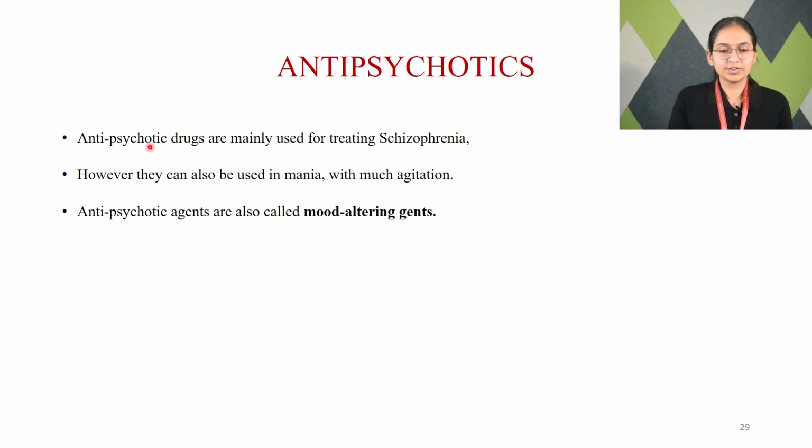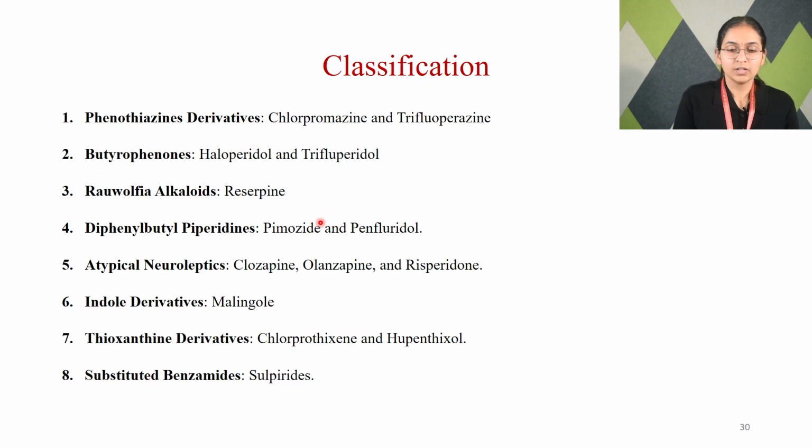In antipsychotics, these are the drugs which are mainly used for treating schizophrenia. However, they can also be used in mania, which means agitation. Antipsychotic agents are also called mood altering agents. Now here we can see the classification of these antipsychotic drugs.